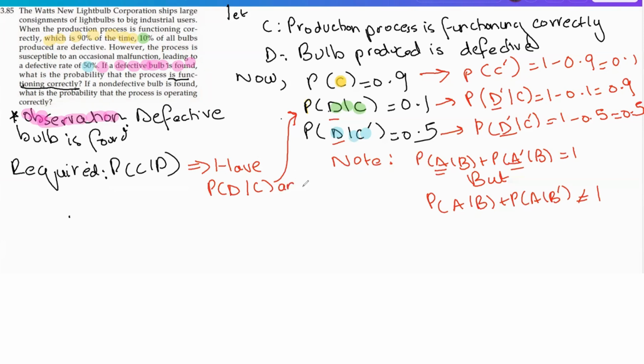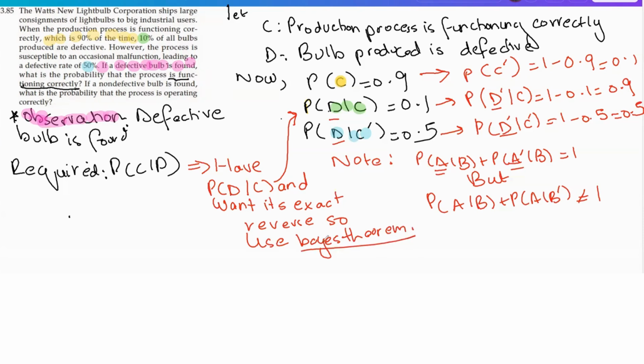And you want its exact reverse, so use Bayes theorem. Why will we use Bayes theorem? Because we typically use Bayes theorem when we're given one form of conditional probability and we want to find its exact opposite. In this case, we're given the probability of D given C as 0.1, and we want to find its exact opposite, so that's where we should use Bayes rule. Just keep in mind, Bayes rule is used when you're given one form of conditional probability and you want to find its exact opposite.